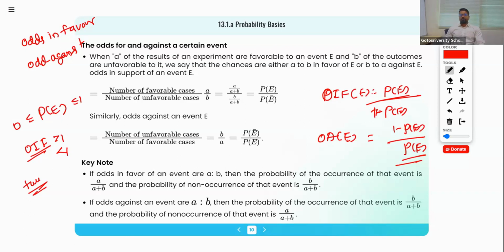So that's possible only if they're equal to one, or else if one of them is more than one, another one will be less than one. So there is an important note. You can read that note as well here.